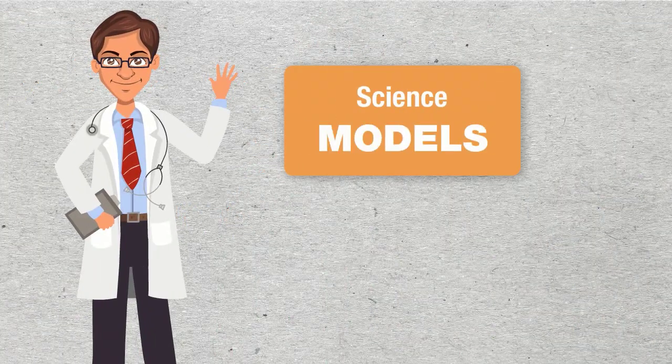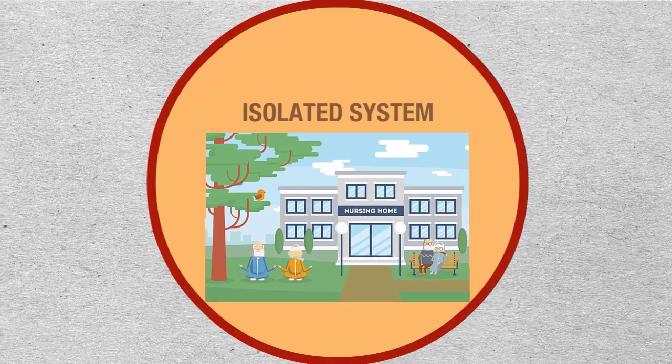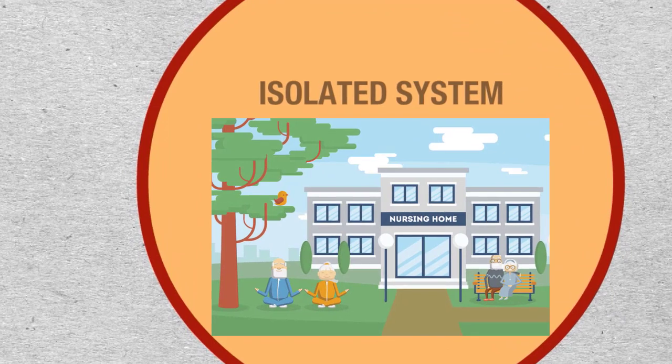In the months since COVID-19 struck, we've heard repeatedly scientific phrases about models, such as "flatten the curve." Let's explore such a model. Imagine a single isolated system, say a nursing home. For the sake of simplicity, we'll think of it as a closed system. That is, the staff and patients are confined within the institution. We'll model the spread of the disease within this closed system.